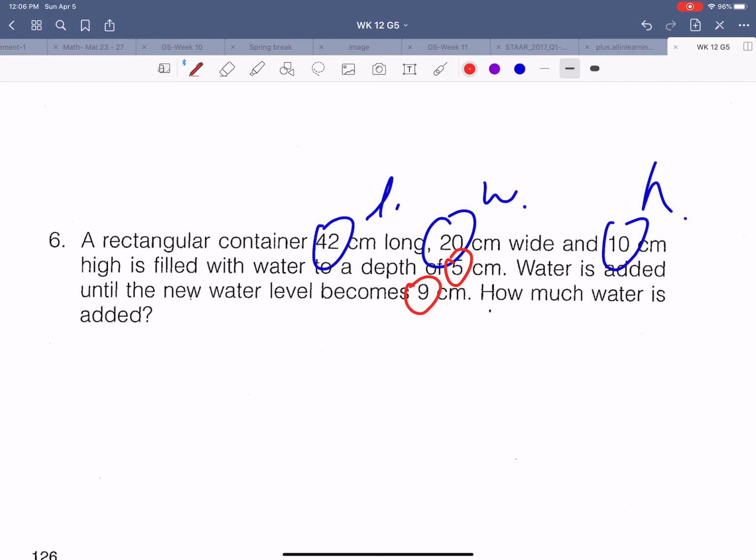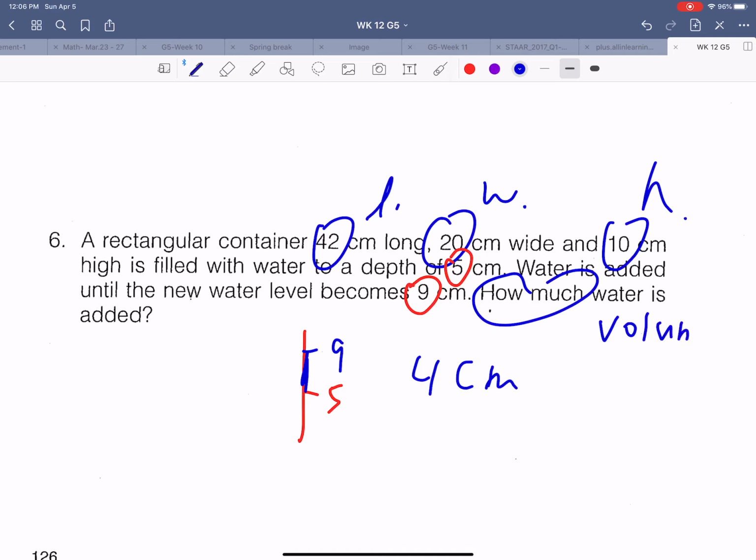Okay, so far the original is 5. You add some more water. Right now it's 9. So you add this amount. How many more do you add? You have 4 centimeters of water. It's asking how much, which is asking what's the volume. It's asking how much space it takes. So you are trying to figure out V equals length times width times height.